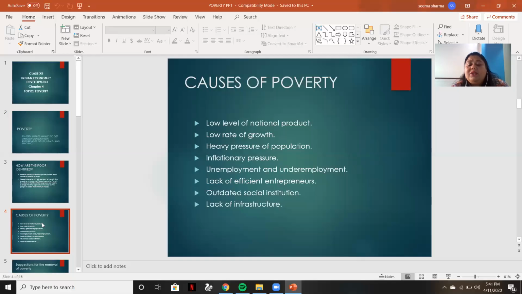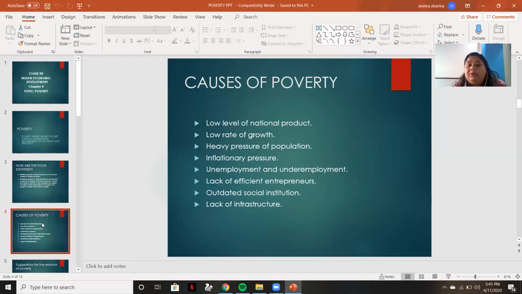So, India still being a developing nation, we are having a low level of national product, which means there are few people who are still not able to get the basic necessities. So, we say this is one of the reasons for poverty. So, let us come to the second reason. The second reason is low rate of growth.